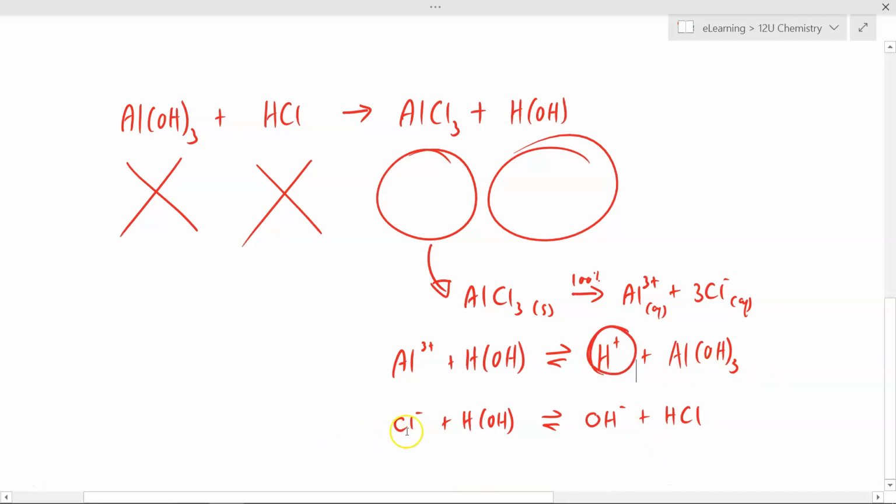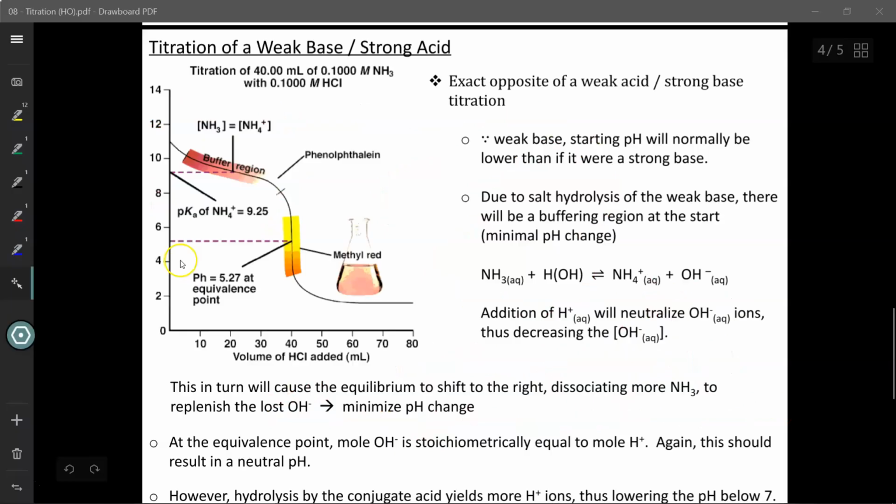With chlorine, on the other hand, when it undergoes salt hydrolysis, you get OH minus being released and HCl being formed. But of course, HCl is a strong acid. That can't form, that can't stick together, so this side has no reaction, making my chlorine anion a spectator, while the aluminum results in the formation of H plus ions. So because H plus ions are floating around, my solution is going to be slightly acidic. And there you have it, a slightly acidic equivalence point for the titration of a weak base in a strong acid.